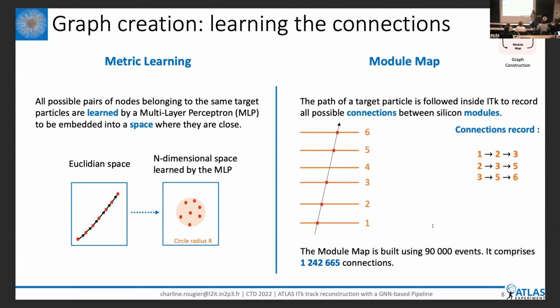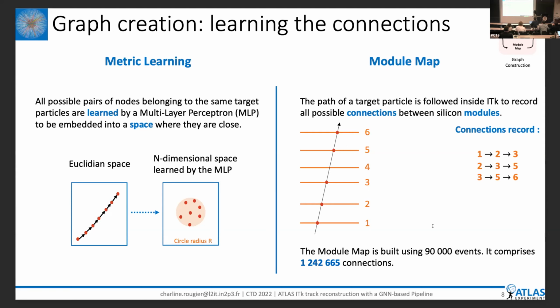The other kind of solution is what we call the module map solution, which is more of a data-driven solution. We are going to simply learn the possible connections using the simulated sample. So we are going to follow the path of a target particle inside ITk and record all the possible connections. And all the possible connections are going to be triplets of silicon modules.